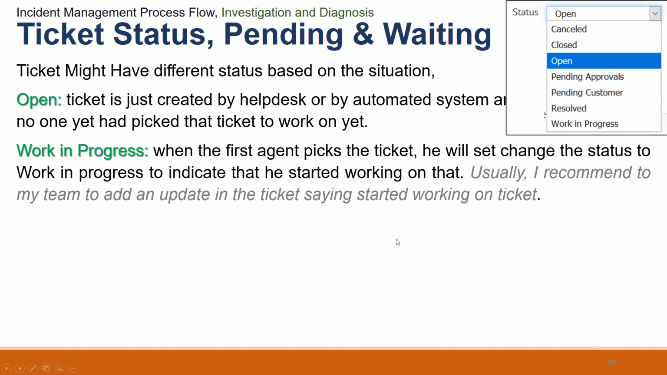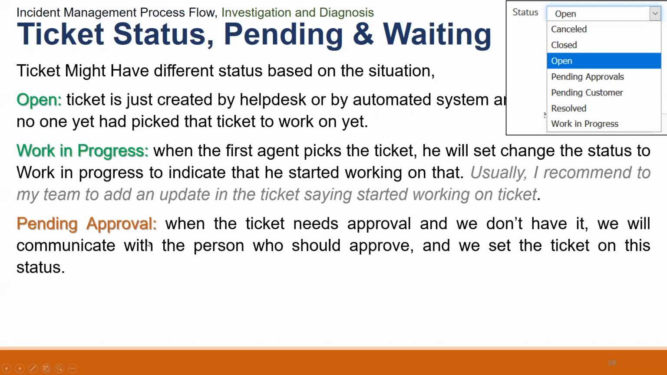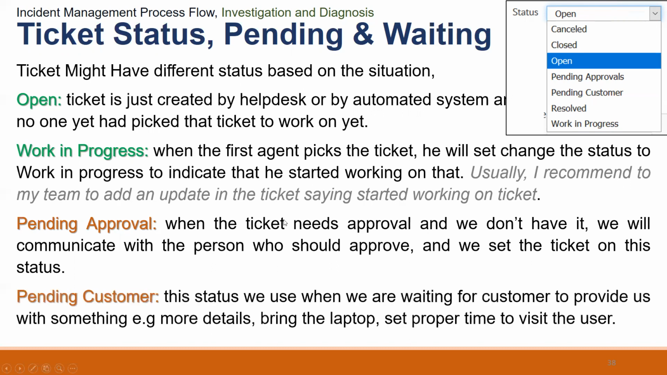Now, pending are over there. As it says, we could be pending approvals or pending the customer. What do we got here? Pending approval. Maybe the ticket requires resources that the people in the service desk don't have the authority to apply. And so you need to get the authority to apply those resources to solve that incident. Maybe it's a service request, and so you need to go and wait for that approval.